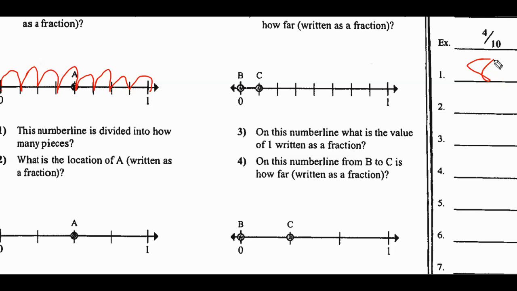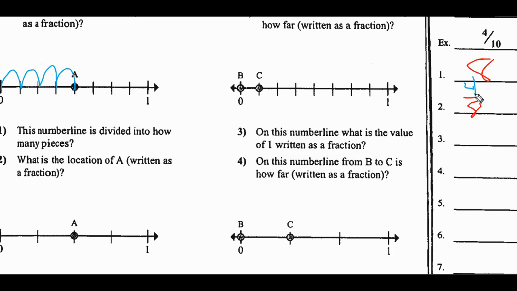What is the location of letter A written as a fraction? So I know that my denominator is 8, right? Okay. So how many hops from 0 to the letter A? 1, 2, 3, 4. Yeah. So that's my numerator. So what is the location of letter A written as a fraction? 4/8. That's all I got to do.